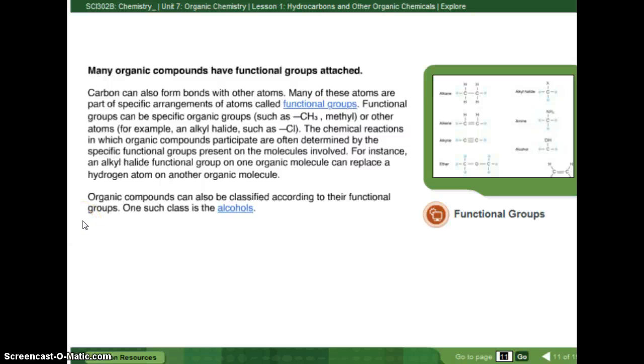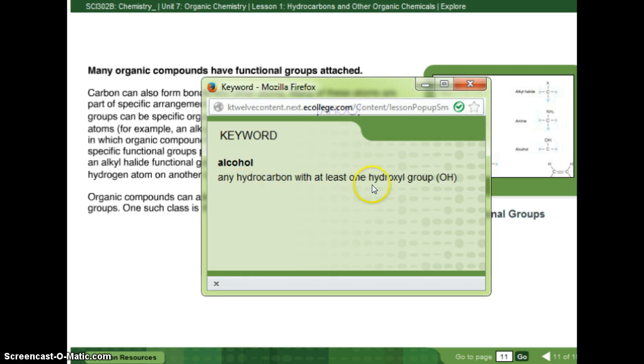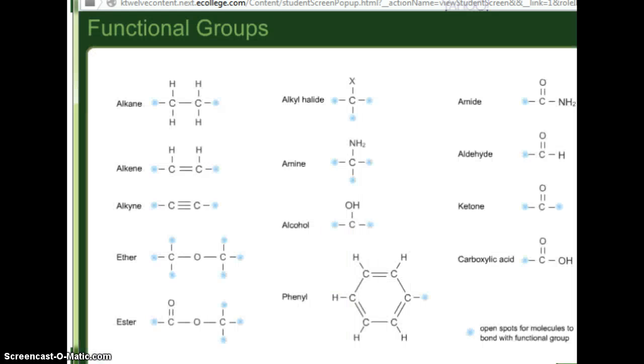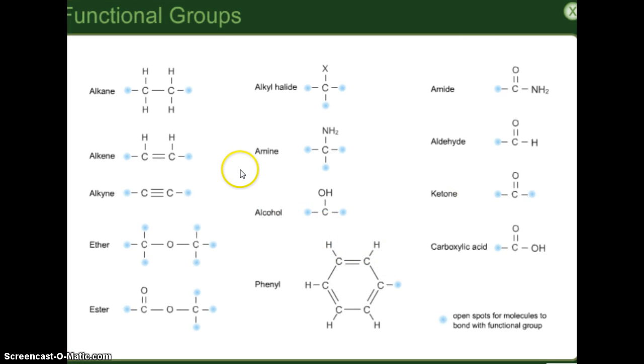Organic compounds can be classified according to their functional groups. One such class is the alcohols. An alcohol is any hydrocarbon with at least one hydroxyl or OH group. So here they have some of the common functional groups. Okay, so you start out with your basic alkane or alkene or alkyne. Then in these empty spaces at the end, you pop off a hydrogen and you can add something like an ether, an ester, an alkyl halide, an amine, an alcohol. It can be phenol. You can add an amide, an aldehyde, a ketone, or a carboxylic acid.